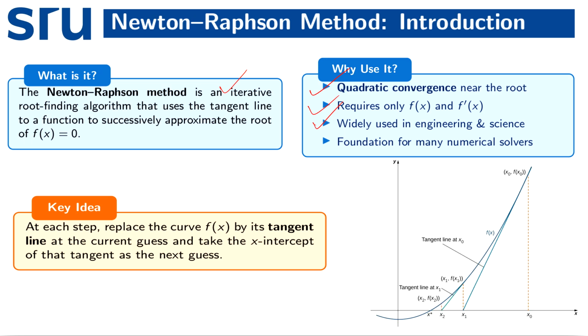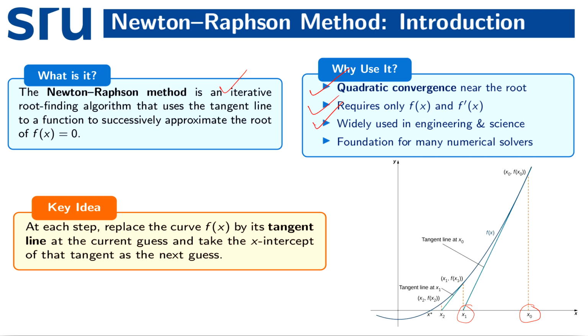Suppose your current guess is x naught, this point. You draw a tangent line to the curve and then you extend that tangent line. Where does the tangent line meet the x-axis? This line meets the x-axis at x1, let us say. So this x1 will be your next approximation.